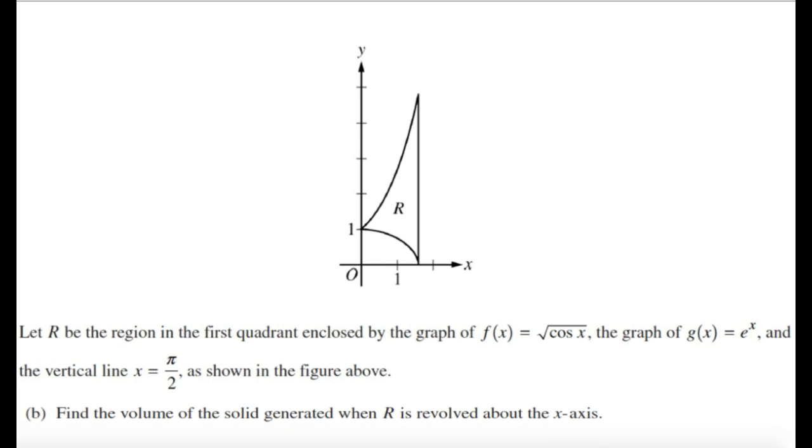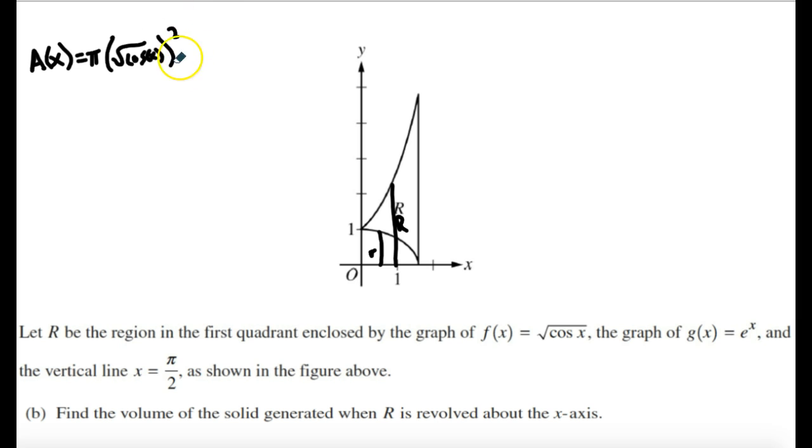Part B, find the volume when this solid is revolved about the x-axis. So here, if I'm revolving about the x-axis, I'm going to have to think about big R and little r. So this would be my little r. This would be my big R. So my area function would be pi times little r squared. So little r would just be the square root of cosine of x minus 0. So this will be the square root of cosine of x squared.